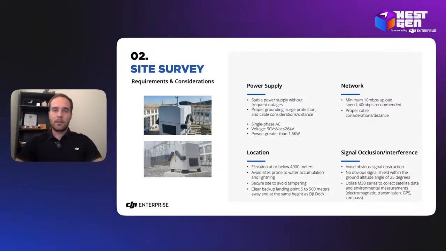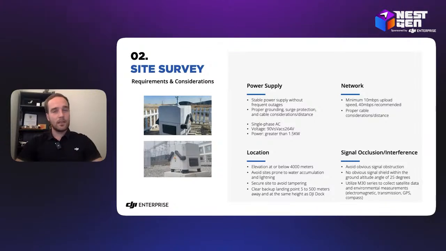After understanding the capabilities of the system, next up is determining if a site is a good fit for the dock. And there's 4 key items to consider for your site. First off, power supply. You're going to need a stable power supply without frequent outages. You can see some specs here on the slide as well. For network, you want a minimum of 10 megabits per second upload speed with 40 recommended.